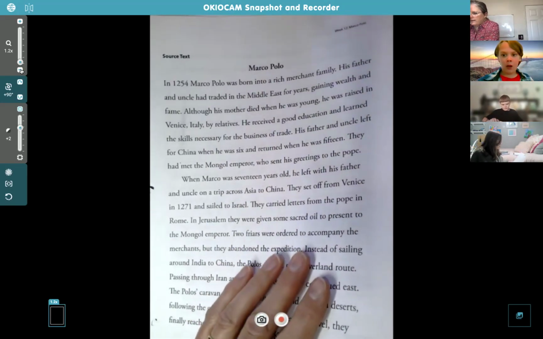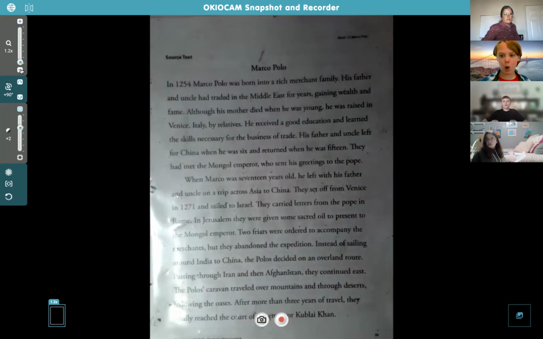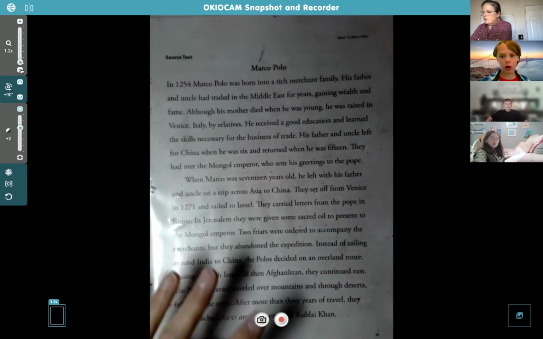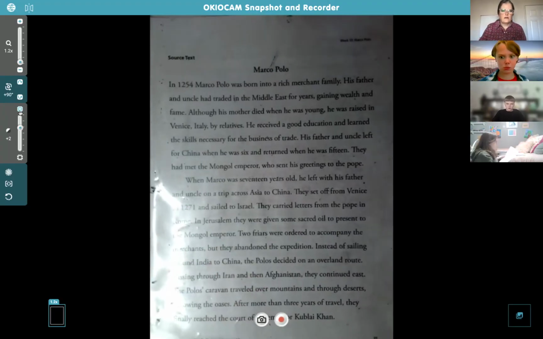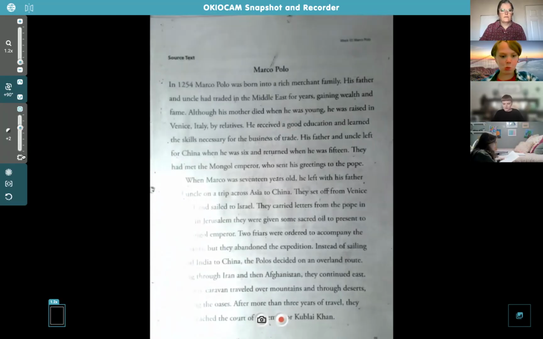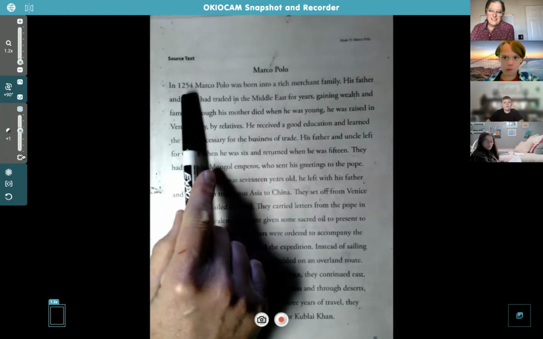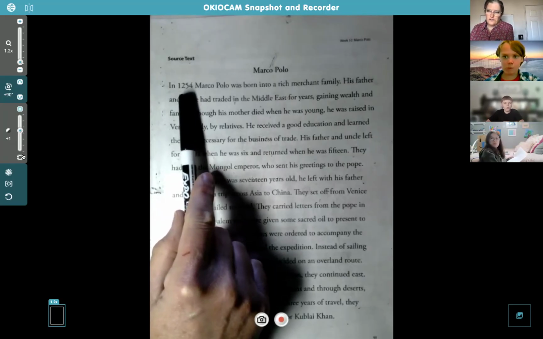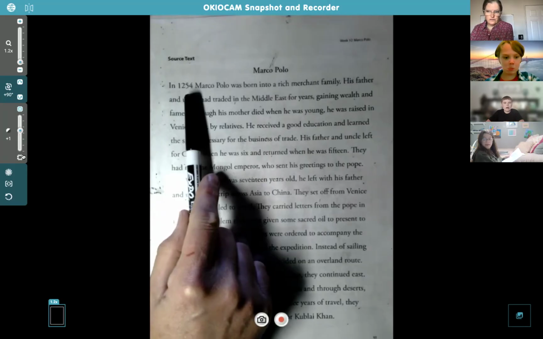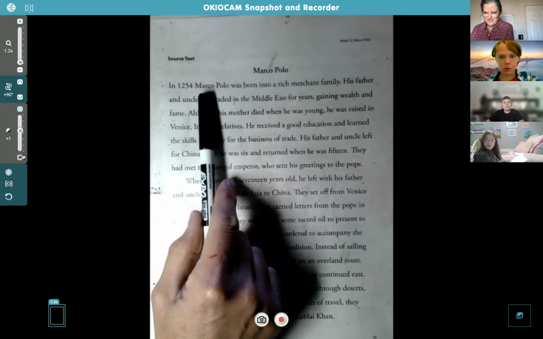So I'm going to read. And this time, you don't have to underline anything yet. I just want you to listen. And then we'll decide together what we think each paragraph is mostly talking about, just like we did with Antarctica. Okay, so it starts off by saying, in 1254, by the way, that's a date. Today is 2026. This is almost 800 years ago. Yeah, long time ago. So he's not alive anymore.